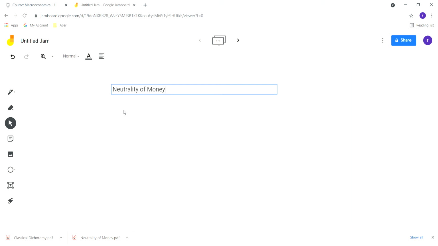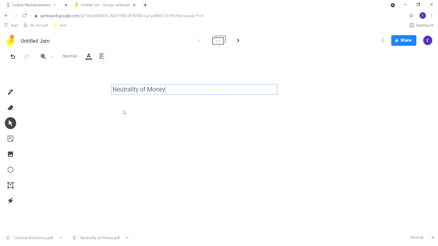And so what does money do? According to this theory, money only affects nominal variables like the price level or the nominal rate of interest. It does not affect the real variables like level of output or employment. This is essentially the idea of neutrality of money.